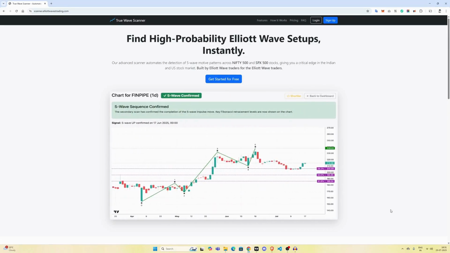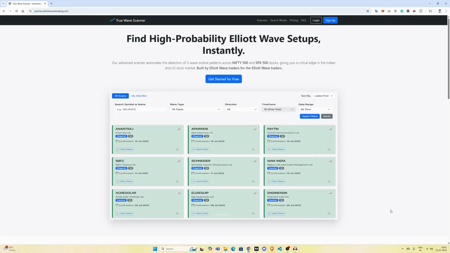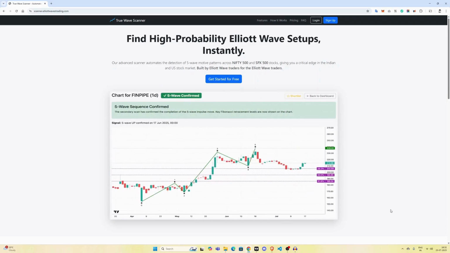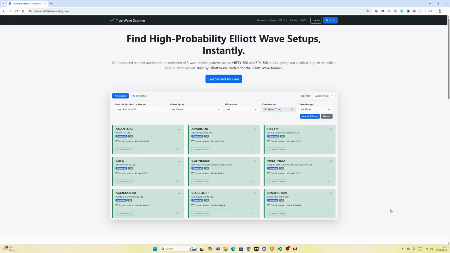Hi everyone, this is the first video in the Chart of the Week series. In this series, I'm going to pick my favorite Elliott Wave setup out of all the scans, all the setups that have been detected by TrueWave Scanner from the NIFTY 500 universe. So without any further delay, let's get started.